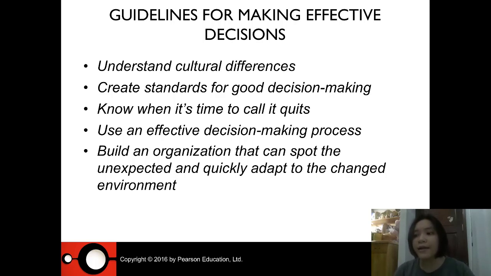Firstly, understanding cultural differences, creating standards for good decision making, and knowing when it's time to call it quits, which you can easily understand when there is evidence that shows your decision is not working. Don't be afraid to pull the plug. You need an effective decision making process. Develop your ability to think clearly so you can make a better choice at work and in your life.